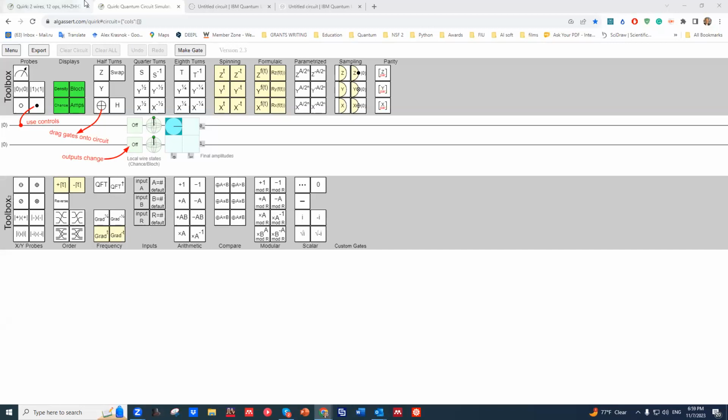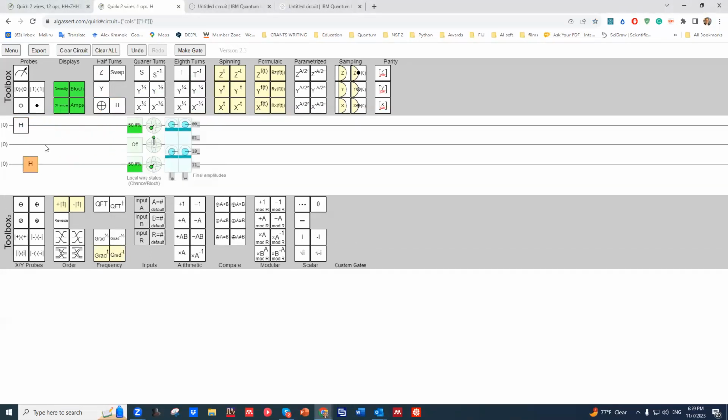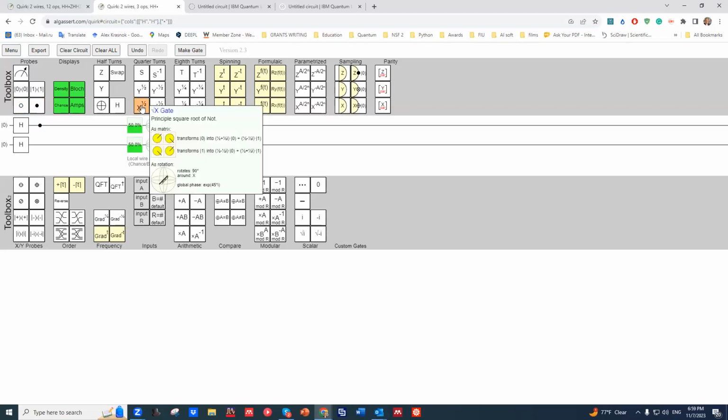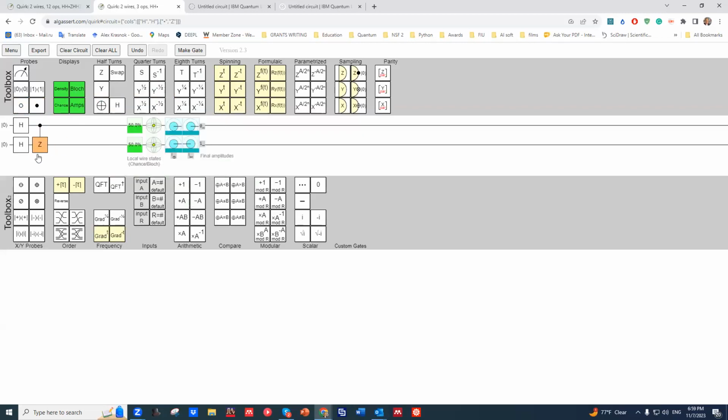All right, so what we do, we apply the Hadamard first to the first and the second qubit to create the superposition state, right? Then I need to apply the control Z. So I apply control and then Z, and this Z automatically converts to the control Z here, right?